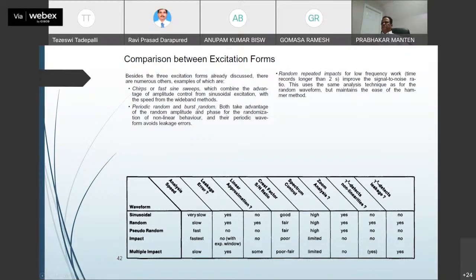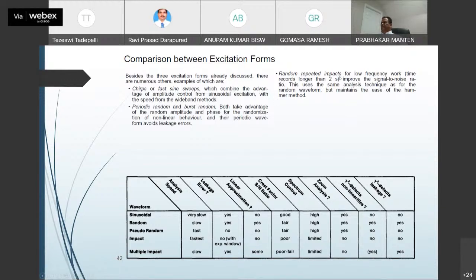Periodic random and burst random functions. Both take advantage of the random amplitude and phase for the randomization of any nonlinear behavior, and their periodic waveform avoids leakage errors. So if you want to avoid those, then go for this. The cost is more time consuming and more costly, but doable.